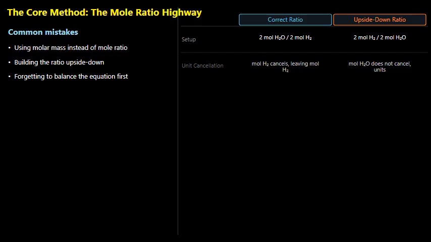Finally, this whole method only works if your equation is balanced. An unbalanced equation gives you the wrong coefficients, and therefore the wrong ratio. So, the whole idea is, a balanced equation gives you a precise mole-to-mole conversion factor, a direct highway from any reactant to any product.